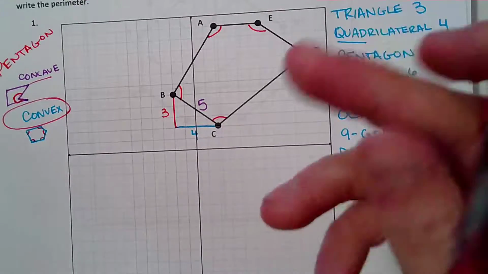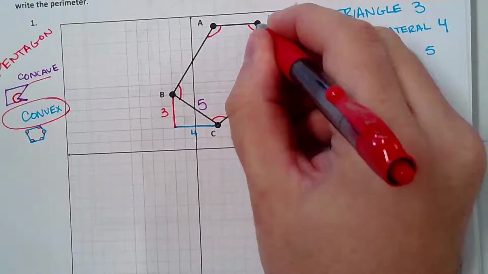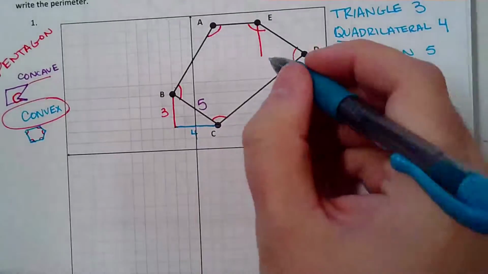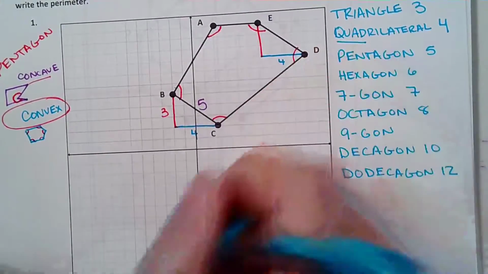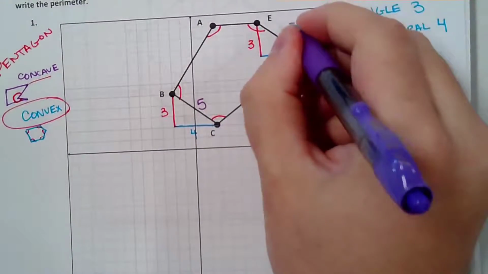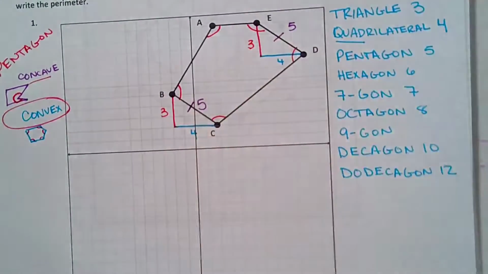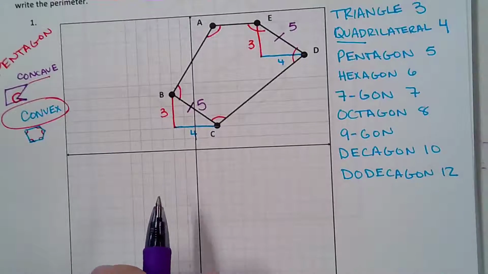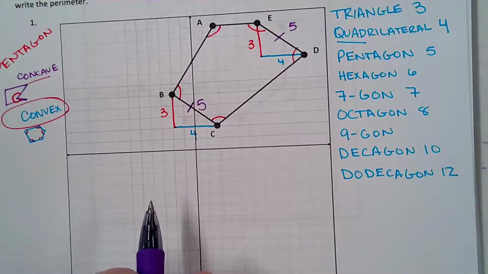Check it out. What about this guy over here, ED? Well, that's a 4. That's a 3. So how long must ED be? 5. So put 2 little tick marks there. 1 and 1, right? Because they are congruent. Mark them.